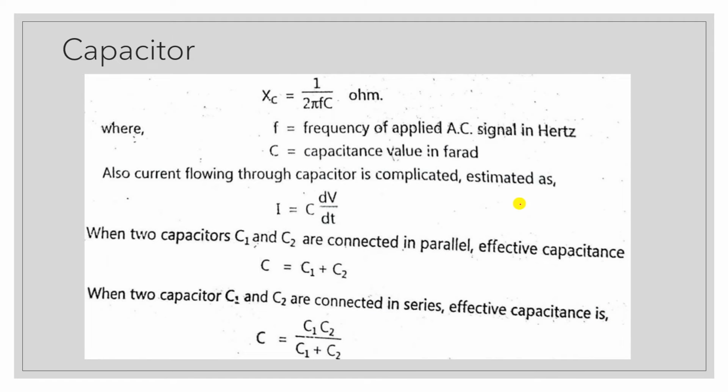Okay, now the next one. A capacitor also offers resistance. This is known as capacitive reactance. The capacitive reactance is 1 upon 2 pi fC, where f is the frequency and C is the capacitance.